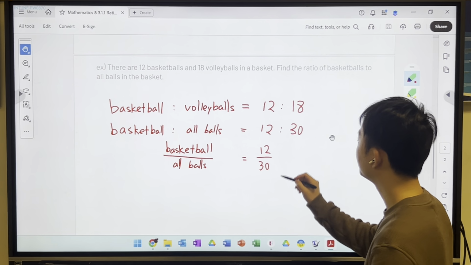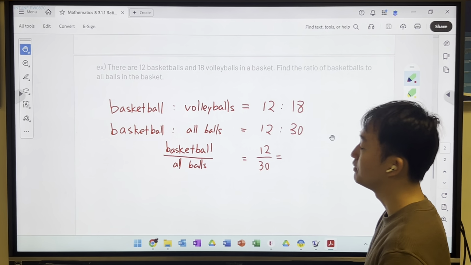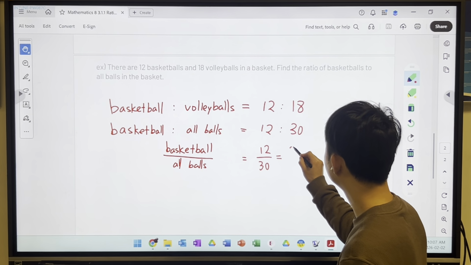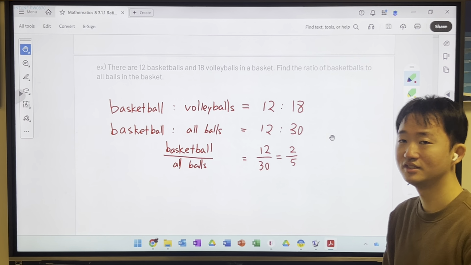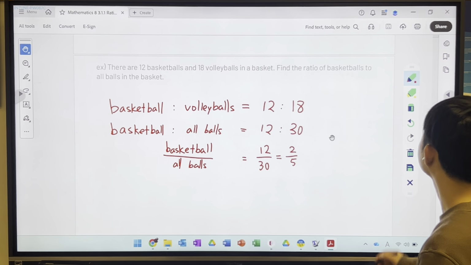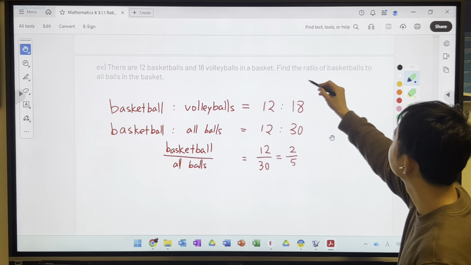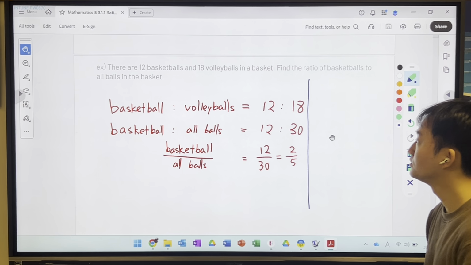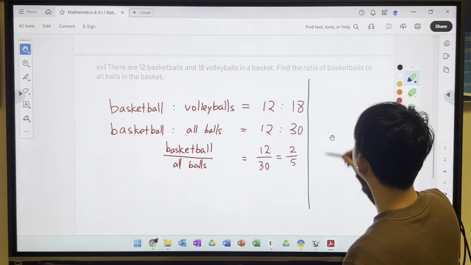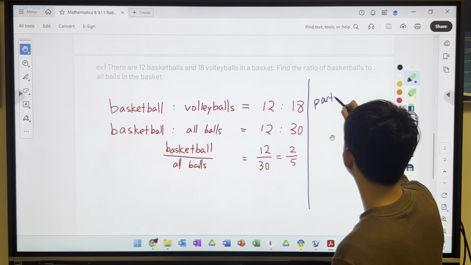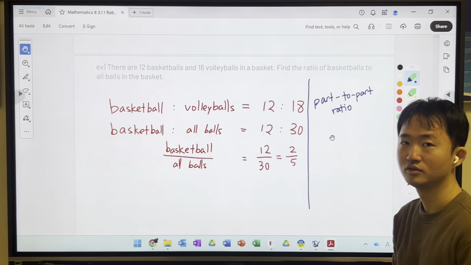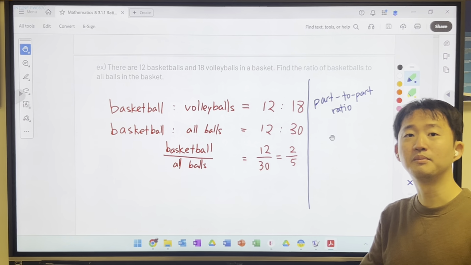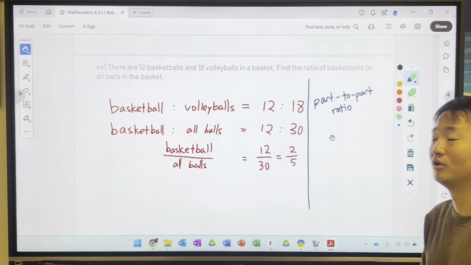And of course, we can simplify this. If I divide by 6, both on the numerator and denominator, we get 2/5. So the ratio of the basketballs to all balls is 2:5, or 2/5. So let's annotate. The first case, the basketballs to volleyballs, is called the part-to-part ratio. Once again, part-to-part is when you're only comparing the parts of all measurements.